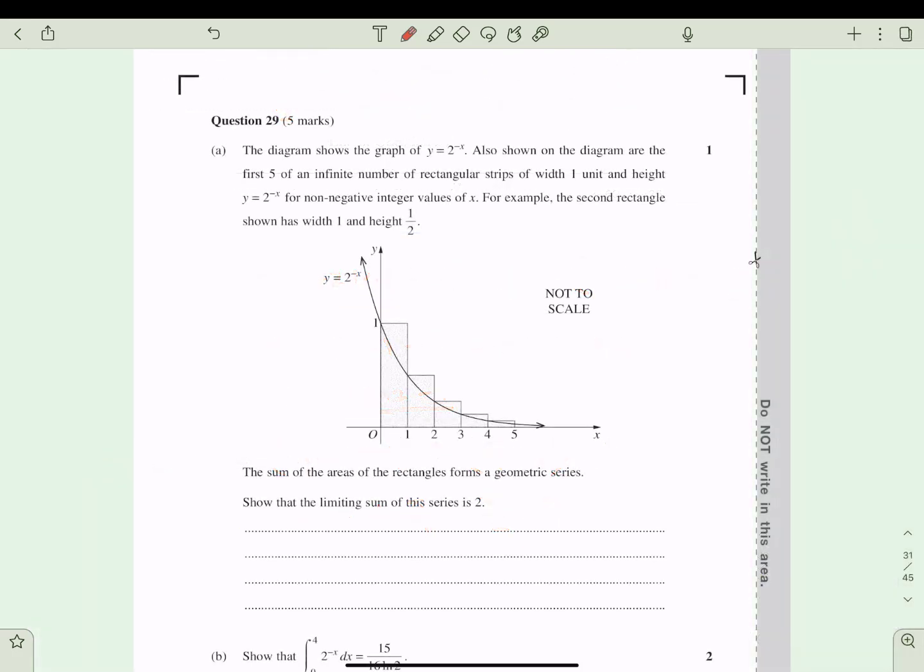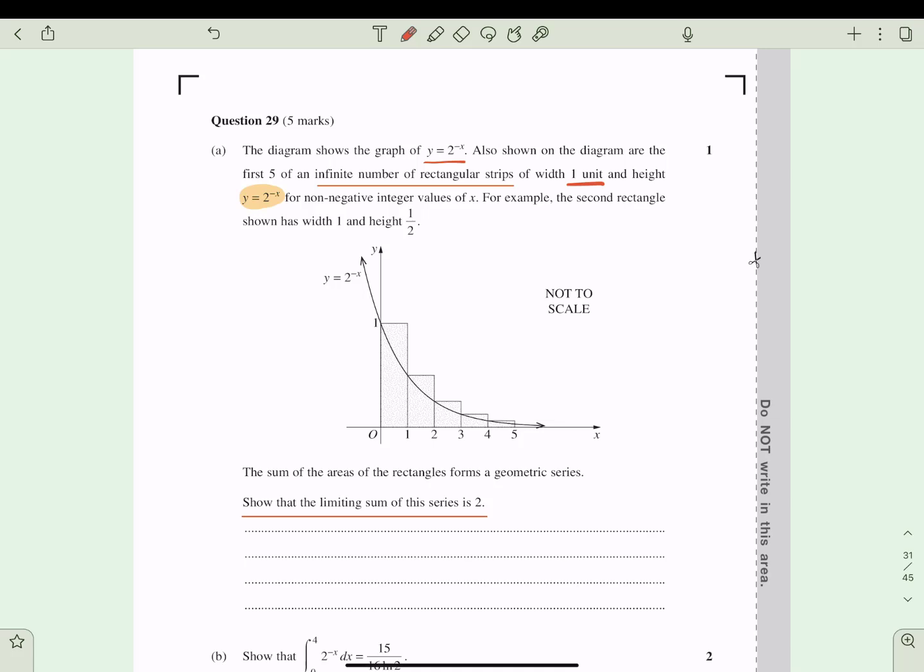Question 29. So here we have a diagram that shows the graph of y equals 2 to the power of negative x. Also shown on the diagram are the first 5 of an infinite number of rectangular strips. Now each strip has a width of 1 unit, and the height is going to be relative to y equals 2 to the power of negative x. So, part A. The sum of the areas of rectangles form a geometric series. Show that the limiting sum of this series is 2.